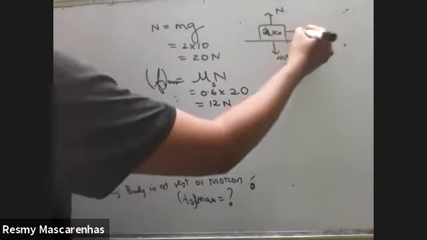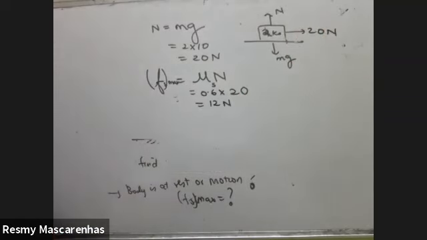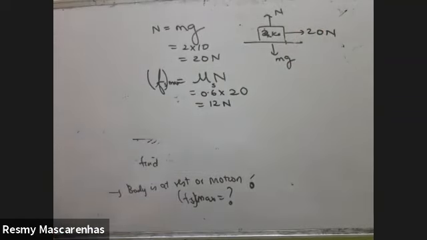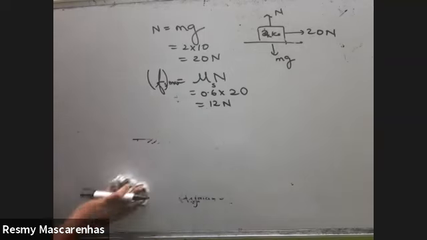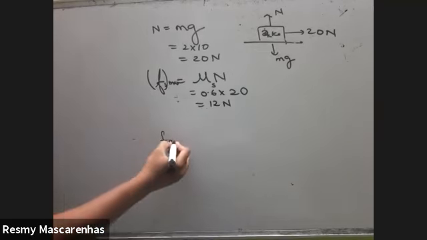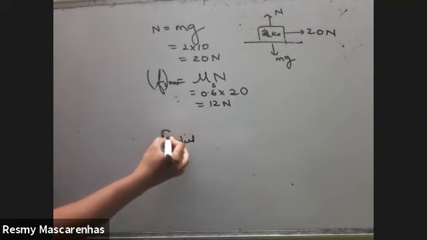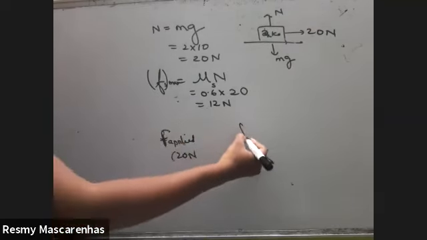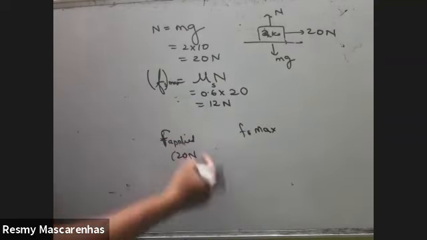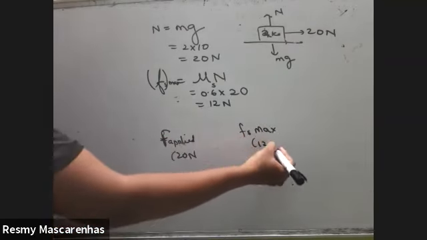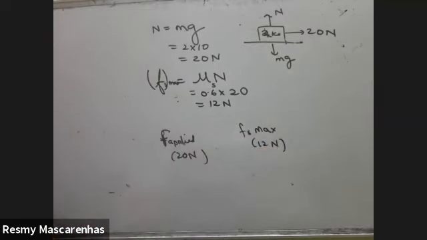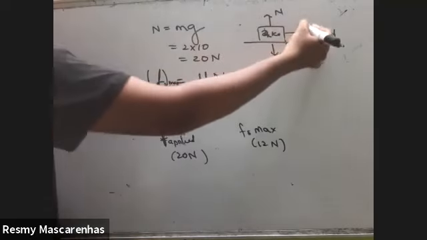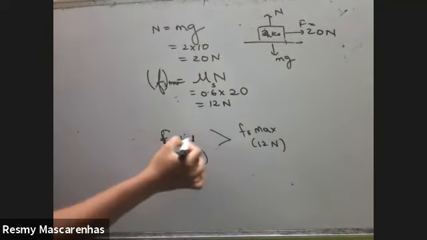What is the applied force? 20 Newton. I'll just write here: applied force is 20 Newton. You have to compare both. So this you got as 12 Newton. Which is bigger? Looking at the answers, this is your applied force, F. So this is greater than this.